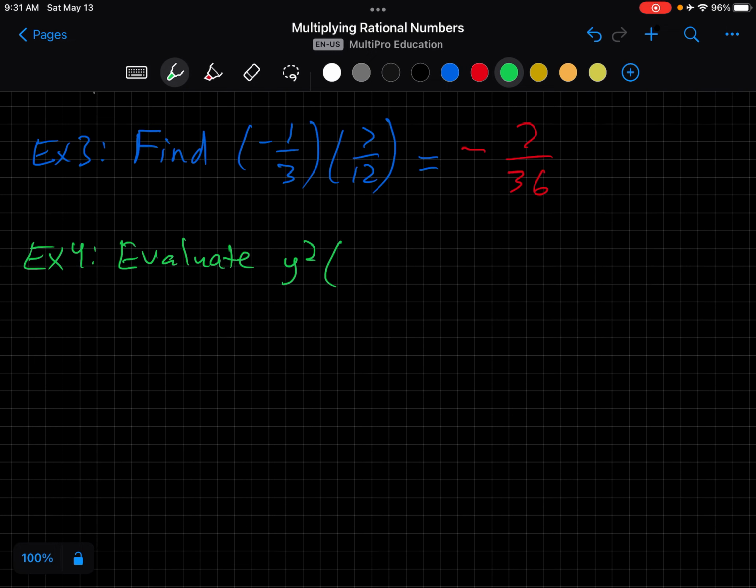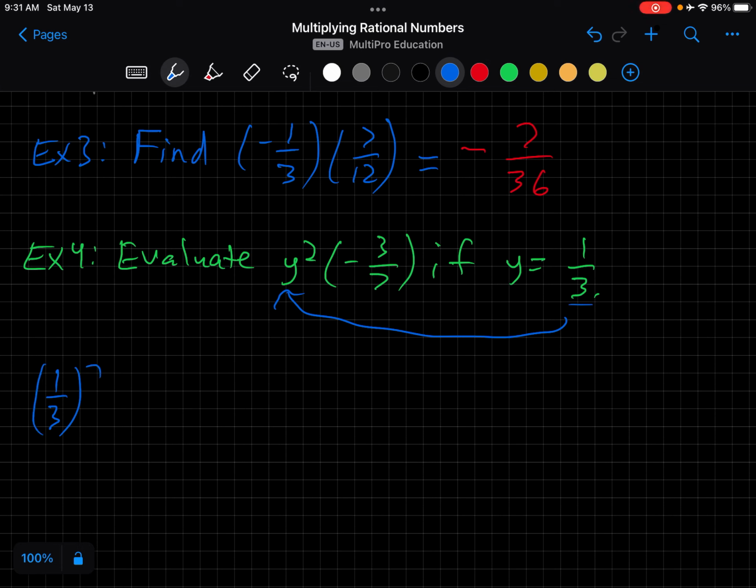That's not what I meant to draw. Y squared times minus 3 over 7 if y is equal to 1 over 3. All right, so let's try to do this. Let's plug in 1/3 into y over here. So we have 1 over 3 squared times minus 3 over 7.